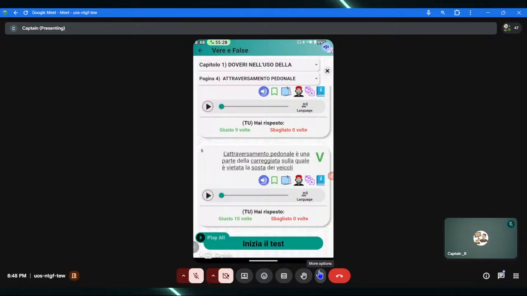Now, he said the attraversamento pedonale, which is the pedestrian crossing path, is a part of the carriageway, in which it is forbidden to park vehicles. So vehicles cannot park on top of them. And it is true, è vero. If you have any question, just raise it and tell me.